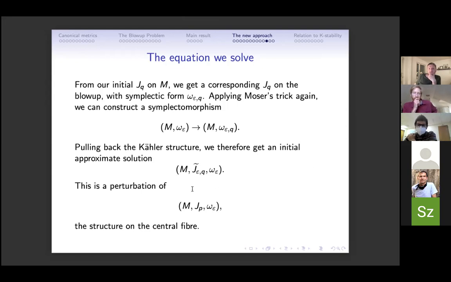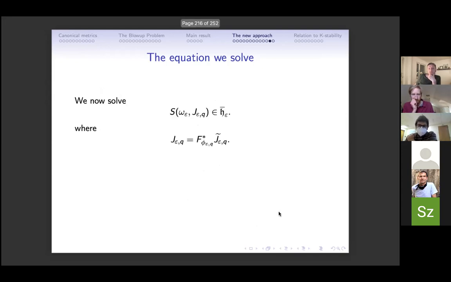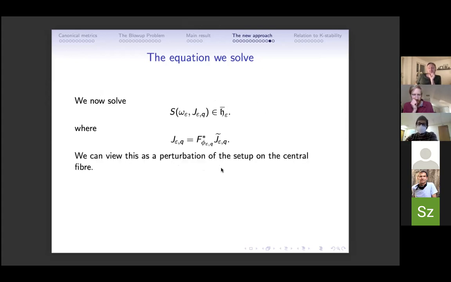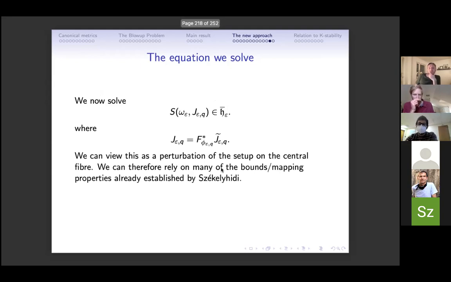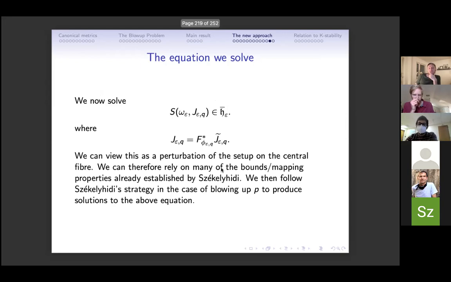Really what we have is that the structure that we have is a perturbation of the one we have on the central fiber. And now we do the construction of Székelyhidi in this whole family. And we can then view it as a perturbation of the setup on the central fiber. We can solve this more general equation than the extremal equation.